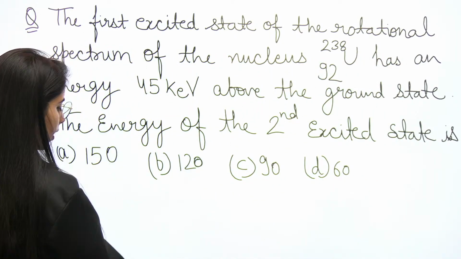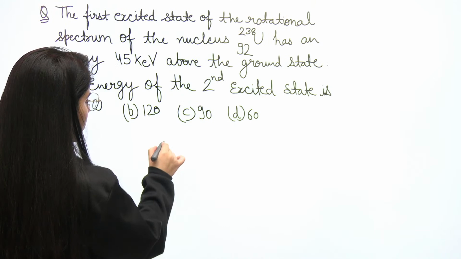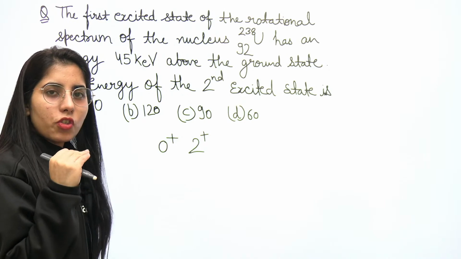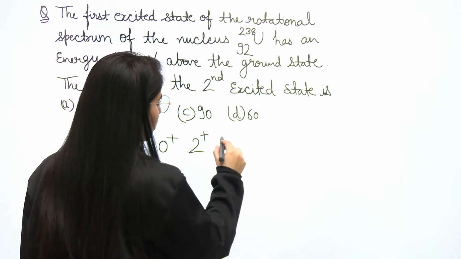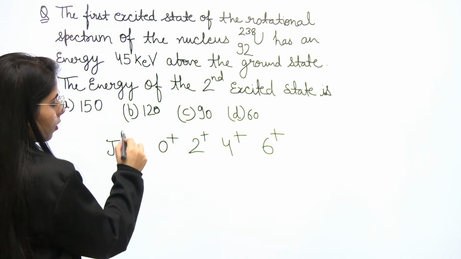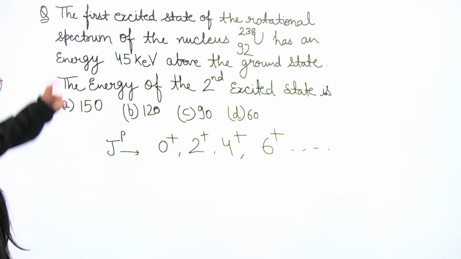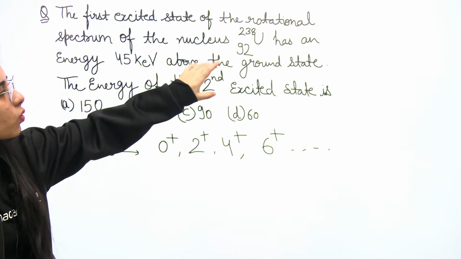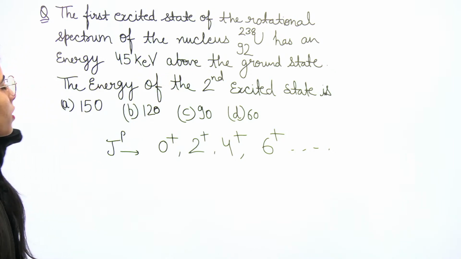In this spectrum, the possible values are 0 positive, 2 positive, even J value with even parity. Corresponding to that you can get the transition done in this case. So 0 positive, 2 positive, 4 positive, 6 positive, like that. These are the values of J parity which we are mentioning here. These are the allowed values. Now the point is, the first excited state of the rotational spectrum of the nucleus has an energy 45 kiloelectron volts above the ground state.